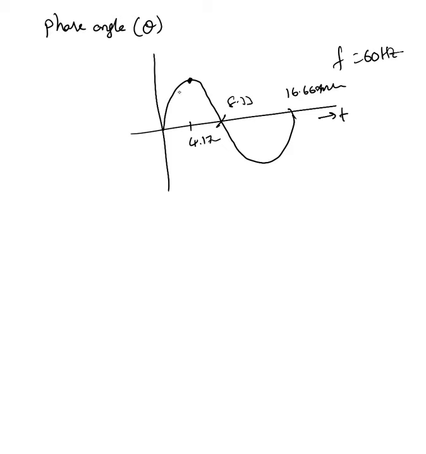Now if the next waveform, the current, is going to start from here, what is the time difference between these two? That tells us the phase angle. That's what the phase angle is. It gives us the time difference between two waveforms.